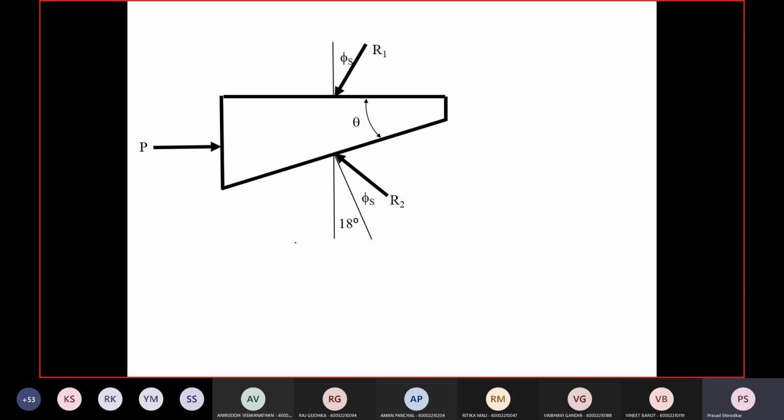So Lami's equation, if I just construct these three forces together, this will be P in a vertical line, and R1, and this will be R2. This makes an angle. This is phi s, also phi s, and this is 18 degrees. All right.